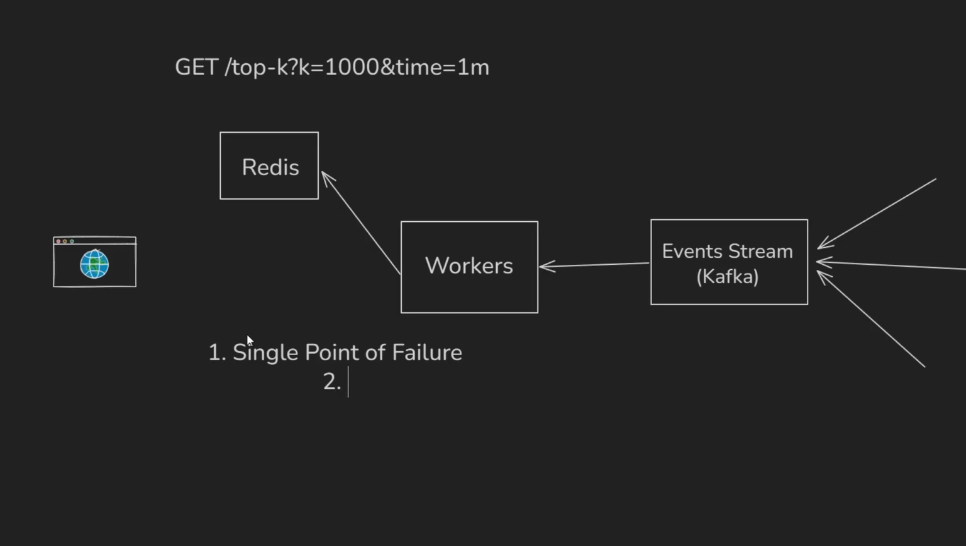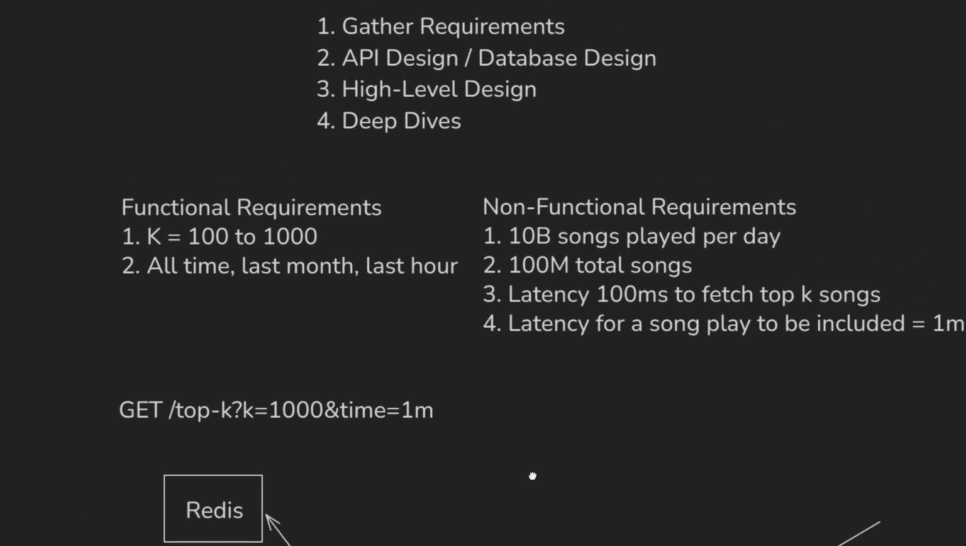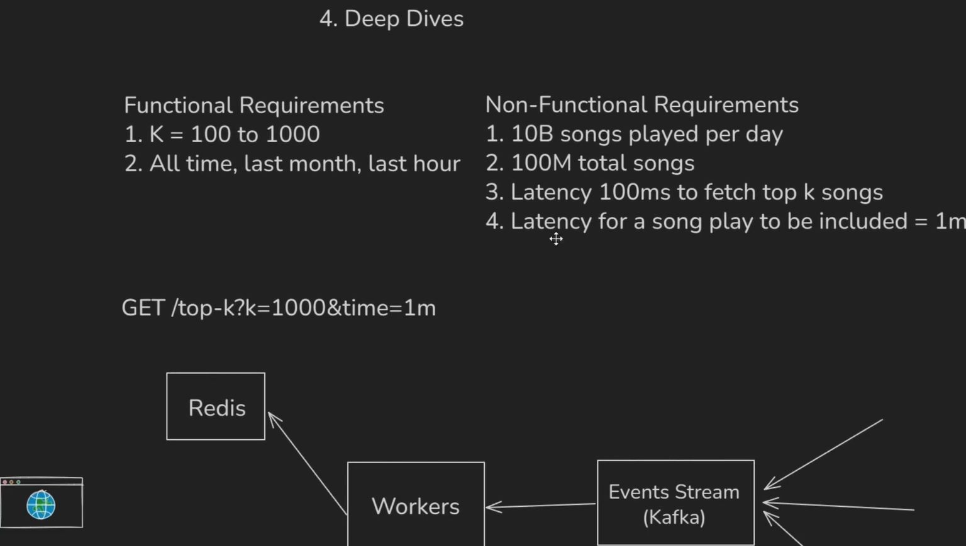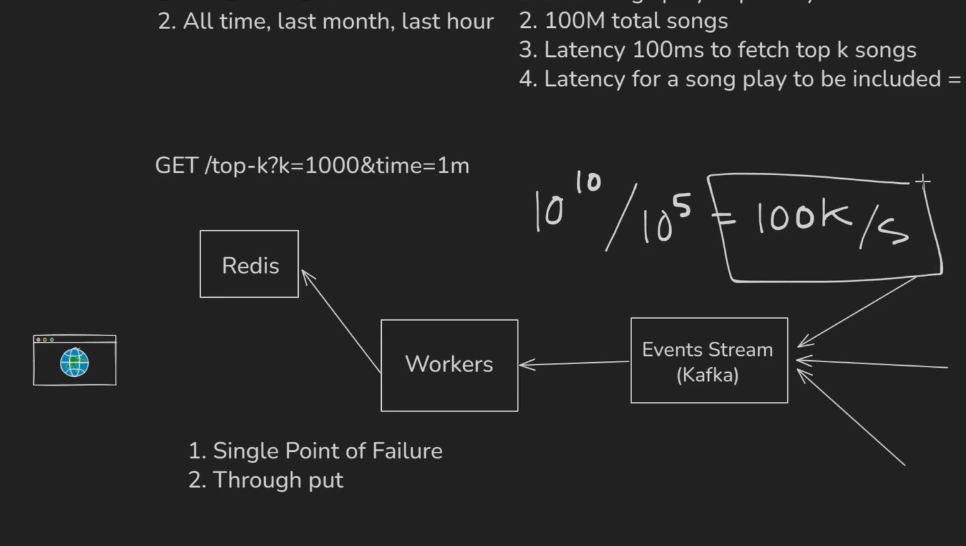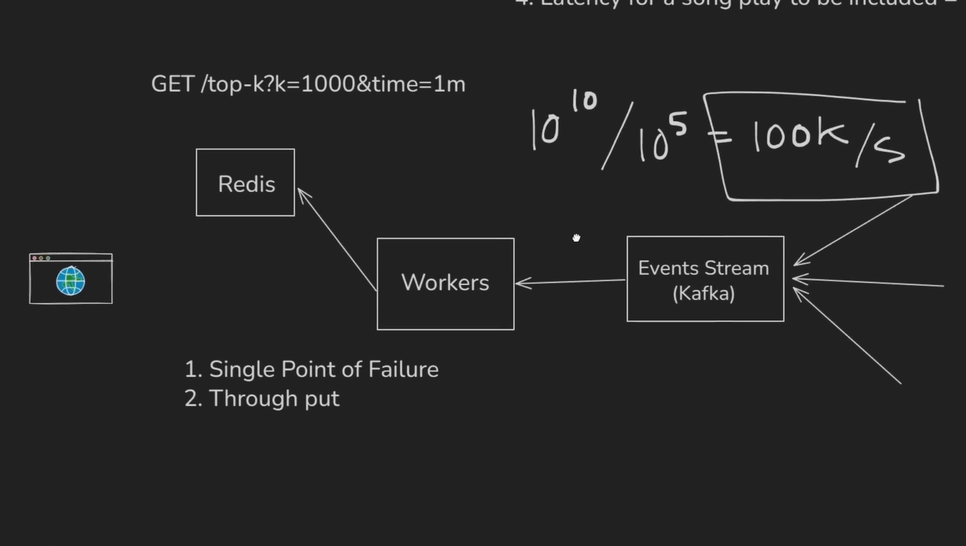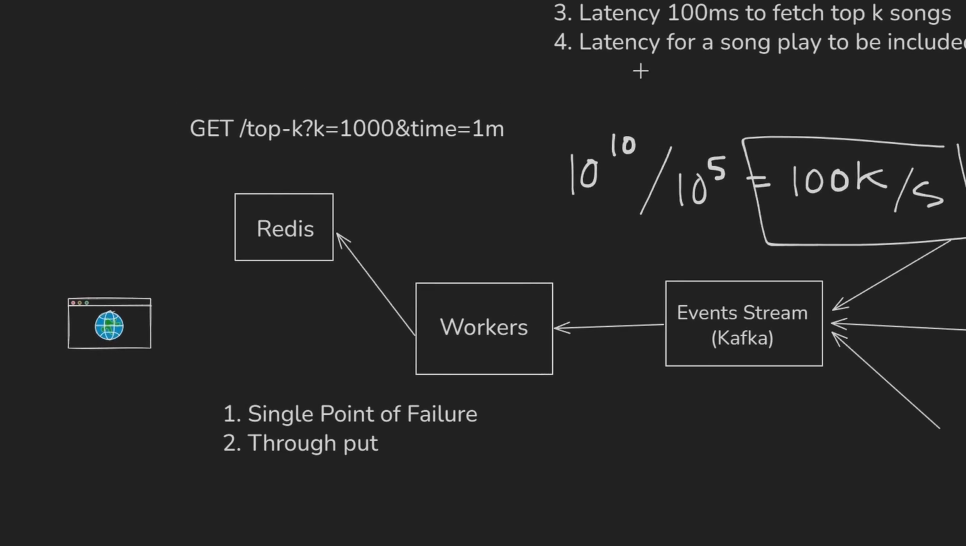But also, maybe more importantly, the throughput of the system. How do we make sure this system can handle 10 billion songs played per day, which roughly would come out to, I think 10 billion is 10 to the power of 10, and we have roughly 100K seconds in a day, which is 10 to the power of 5. So we might have something like 100K events per second. Quite a lot. So now I think we're pretty much diving deeper into some of these scalability issues.